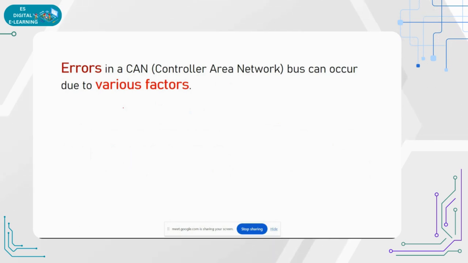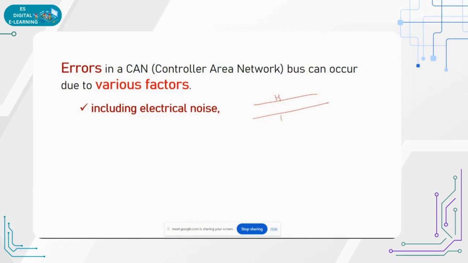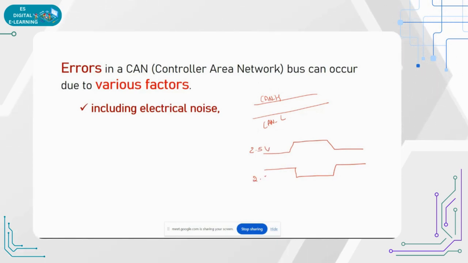So it occurs in various factors. It includes due to the transmission. So of the CAN high and CAN low, there will be the electric force created, right? So as we know, whenever there is a rising of the voltage, in the ideal condition, it is 2.5 volts, and this is also 2.5. Whenever it rises here, it will rise to 3.5 volts and this will fall to 1.5 volts.